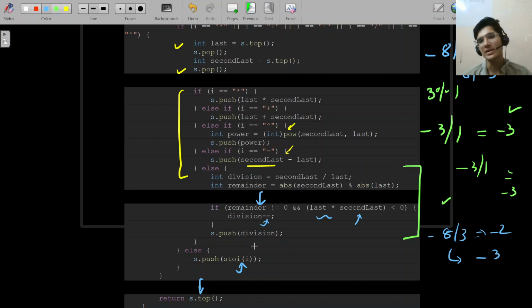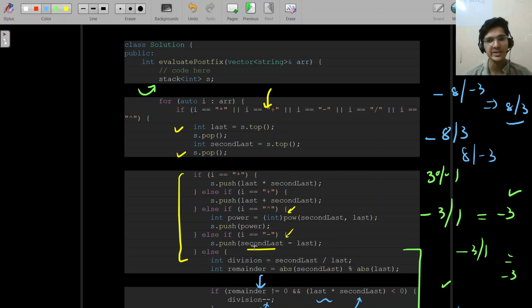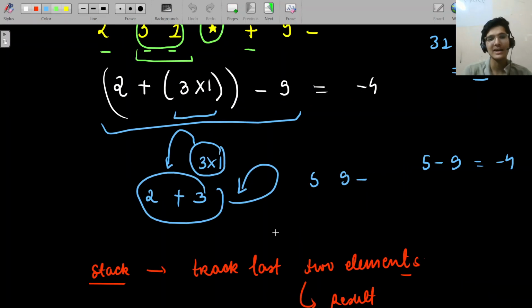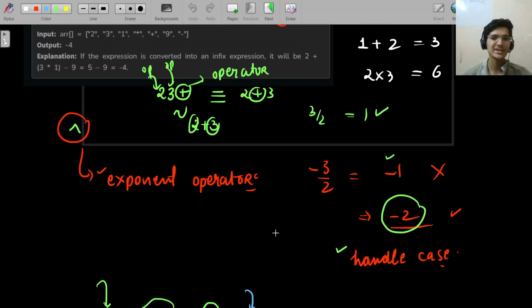So I hope you understood the entire intuition, the entire thought process, the code and implementation, and the edge cases you can make. And yeah, this is it for today, guys.